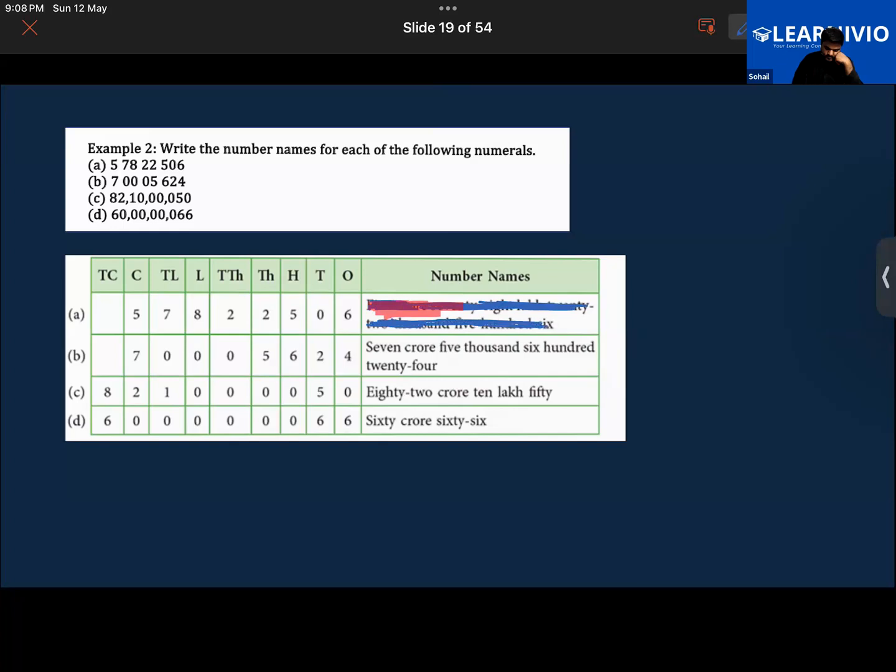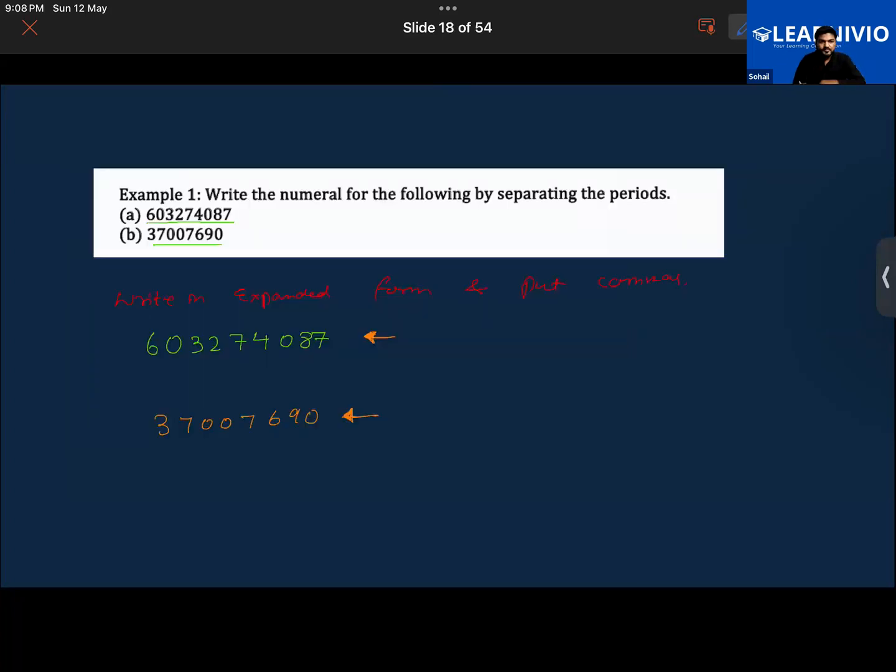Done. Yes, I'm done. Okay. Sumaya, what about you? I'm done, but I have to do the last question. Okay, you guys now answer one by one about the first one. What answer are you getting? Let's start from Habib. Tell me the expanded form and where you have put commas.